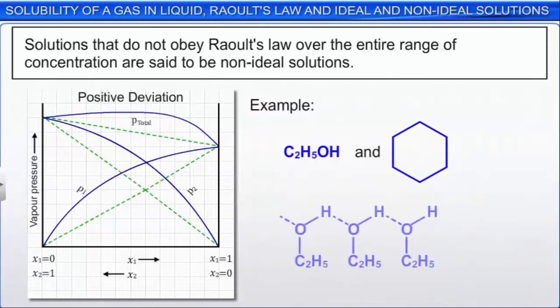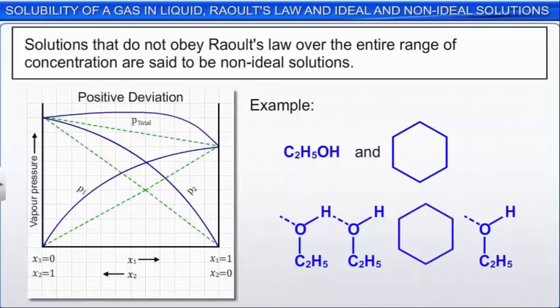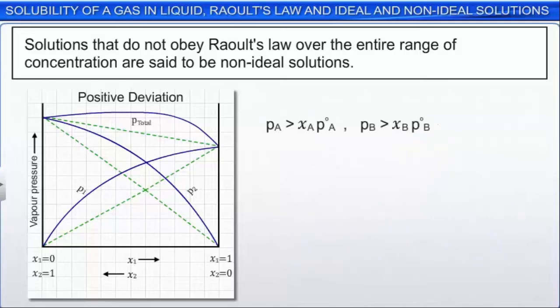Ethanol exists in highly associated form due to hydrogen bonding. On addition of cyclohexane, its molecules get in between and there is a considerable reduction in ethanol-ethanol hydrogen bonding. As a result, it becomes easier for the ethanol molecules to escape into the vapor phase, and thus we see the positive deviations from Raoult's law.